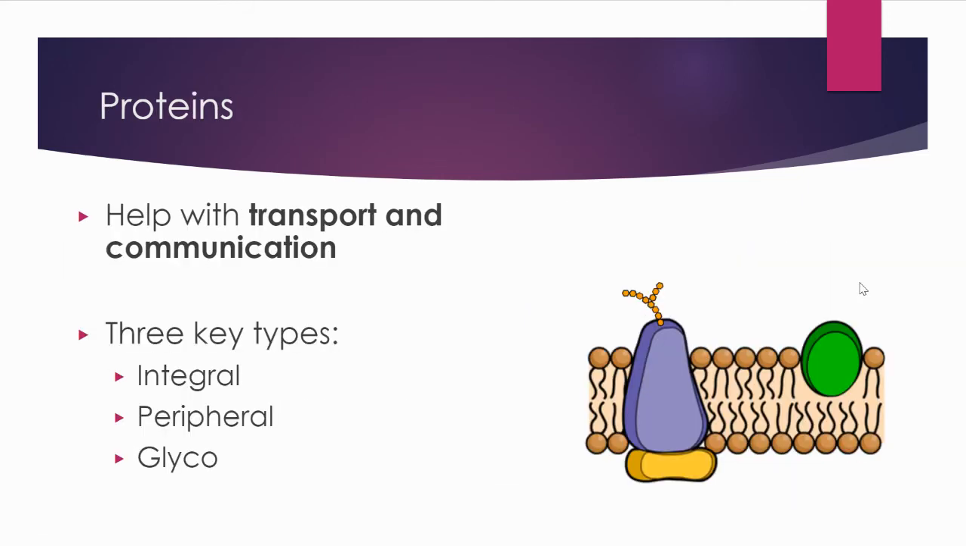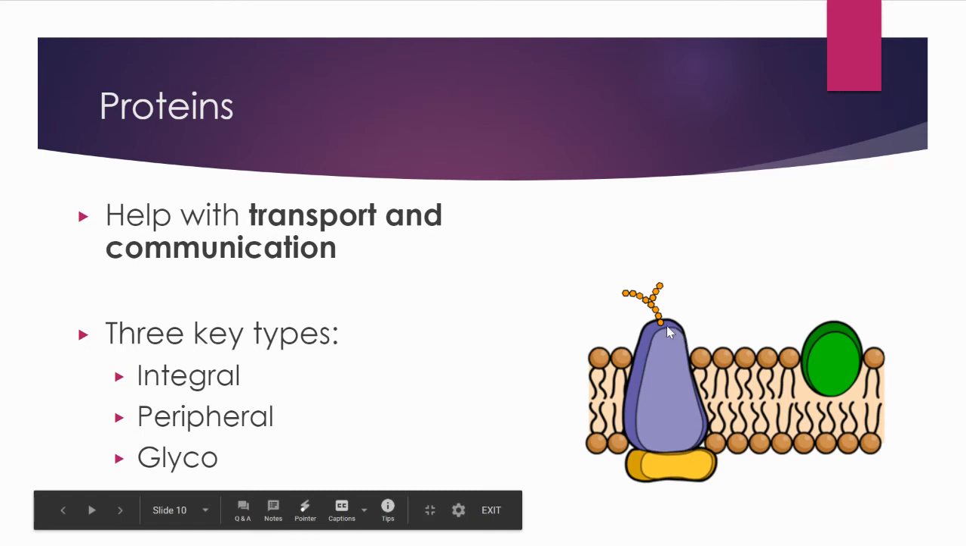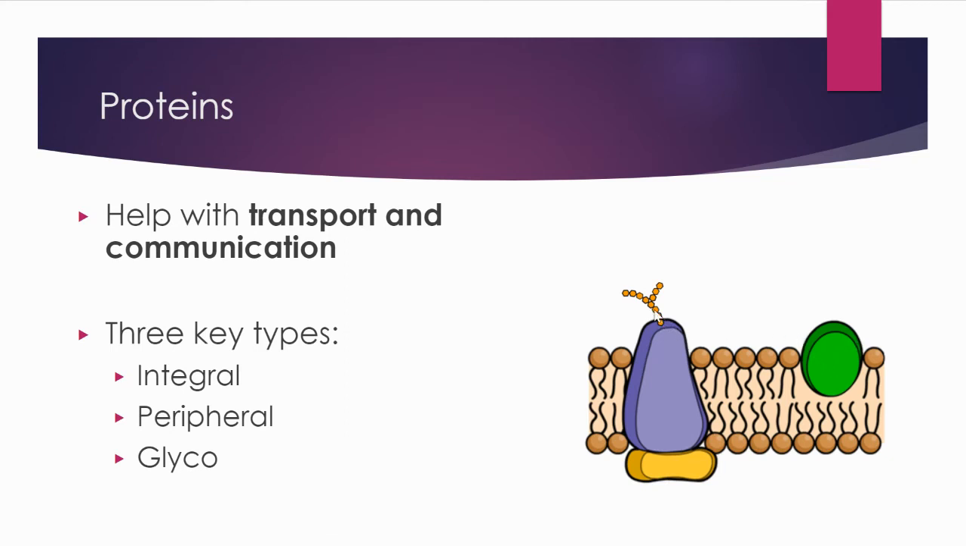All right, and then lastly, of the three big main parts of the cell membrane is proteins, and they help with transportation and communication. And they can move materials in and out of the cell and signal other cells that something's going on within a certain cell. And there are three main types of these proteins: integral proteins, which go all the way through the phospholipid bilayer, and then peripheral proteins, which are on one edge or another, and then glycoproteins, which have a little extra part to them. And we're going to talk about that in just a minute.